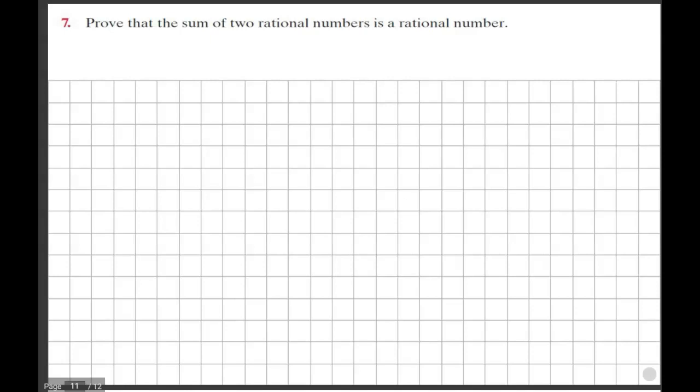Question 7. Prove that the sum of two rational numbers is itself a rational number. Well, what we can do is, I suppose we can set ourselves up a little bit here.